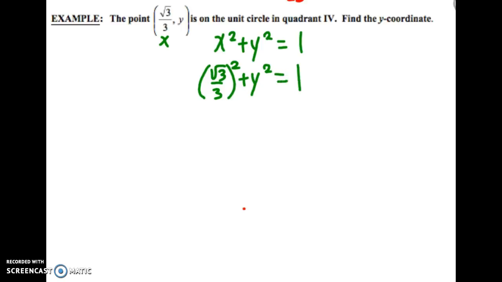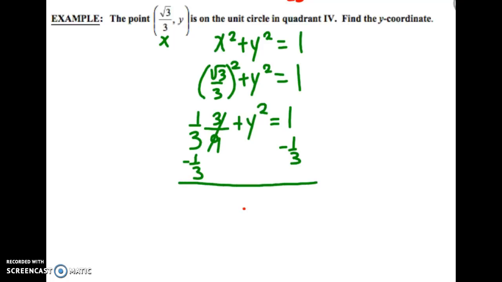When I square the square root of 3, I just get 3 upstairs. When I square 3 downstairs, I get 9. So that's 3/9, which is 1/3. So 3/9 plus y squared equals 1. Well, 3/9 is 1/3, right? I'm just going to simplify that. So now if I want to solve for y squared, I am going to subtract 1/3 over to the other side. When I do this, I end up with y squared equals 1 minus 1/3, which is 2/3.